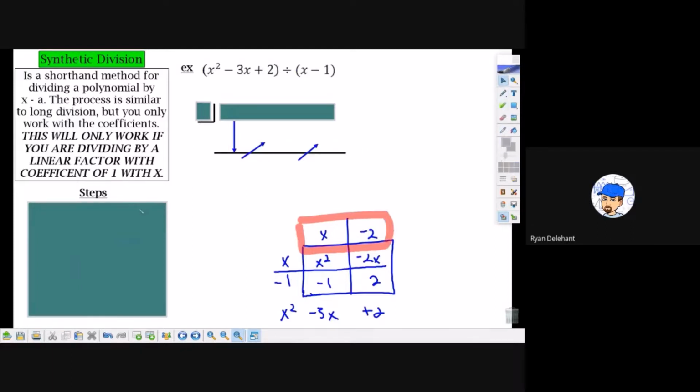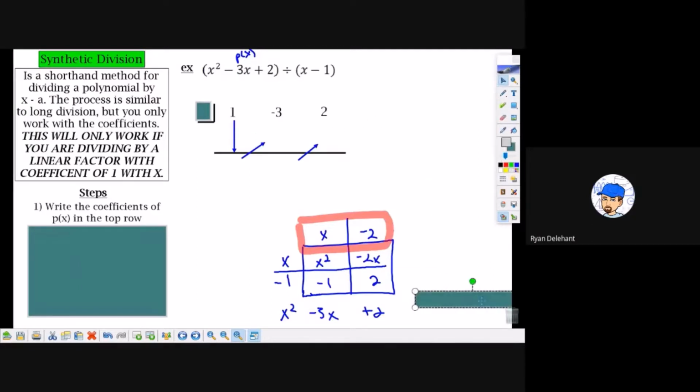So the steps with this. You're going to write the coefficients of p of x. P of x is your polynomial that you want to divide in the top row. So the coefficients are 1, negative 3, and 2. We're just looking at the numbers. So we just write all the numbers in the top. This has a 1 in front of it. Don't forget about things that have 1s. Don't forget about missing terms that might have 0 as well. So we have an x squared and x and just a constant. So we've got everything. 1, negative 3, 2.